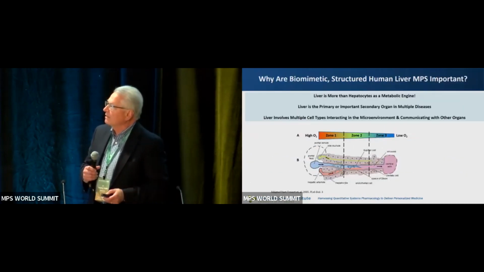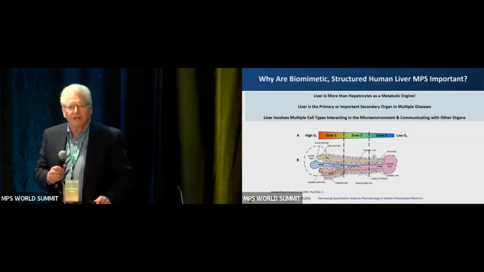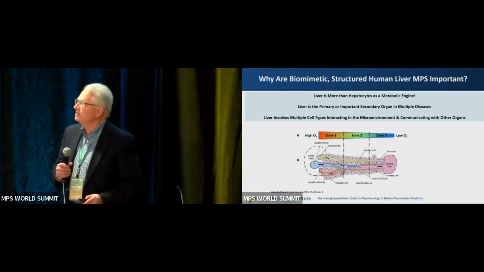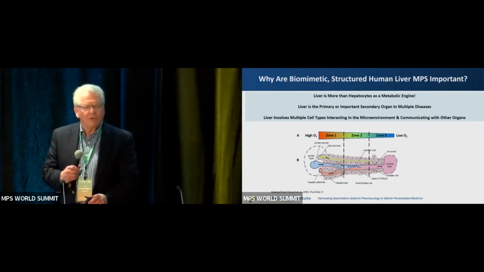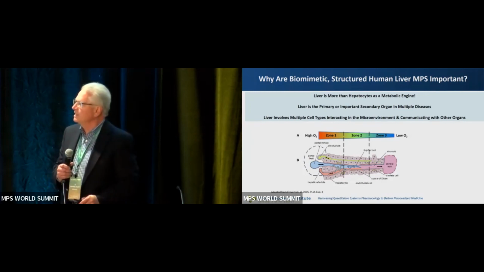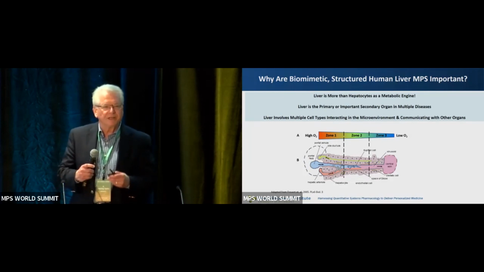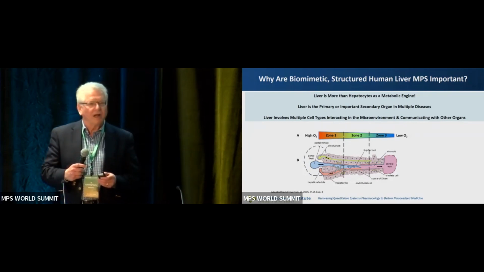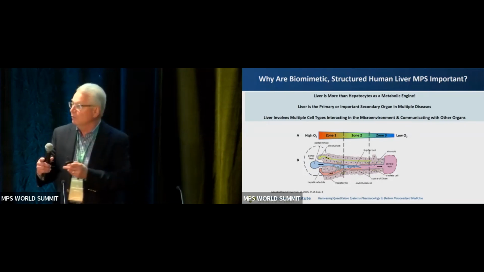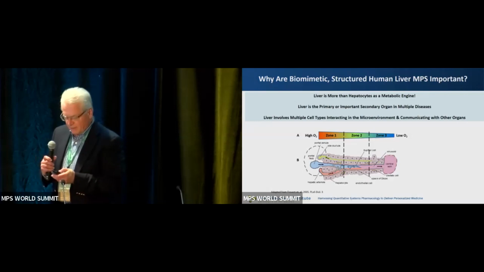Why biomimetic structured human liver MPS? Why are they important? Well, first, liver is more than a metabolic engine with the hepatocytes. Liver is the primary or important secondary organ in multiple types of diseases. And the liver involves multiple cell types that communicate with one another in their microdomains, which in the liver are the different zones, as well as communicating with other organs.